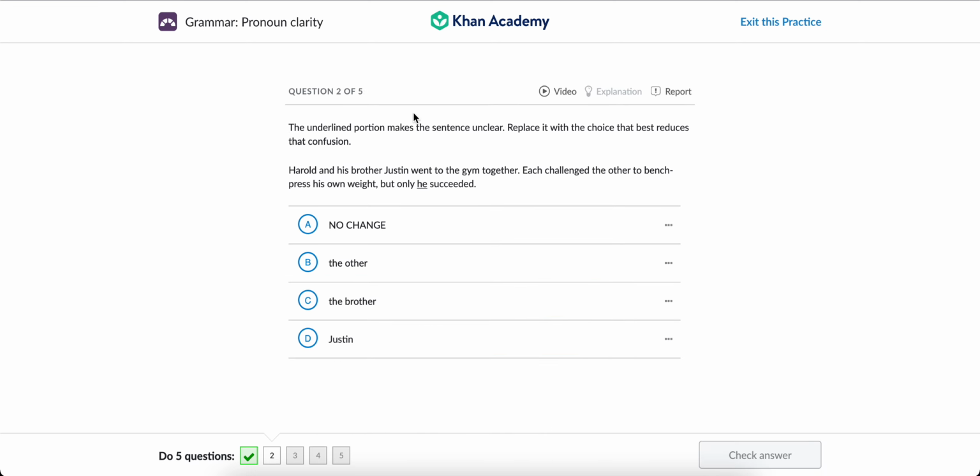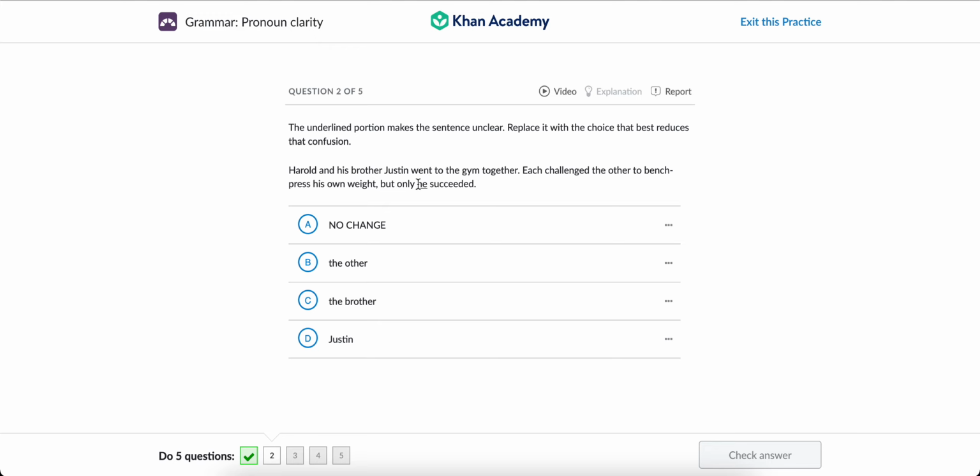On to question 2. The underlined portion makes the sentence unclear, and then change it. Harold and his brother Justin went to the gym together. Each challenged the other to bench press his own weight, but only he succeeded. So who is he? We can replace that with any person. Let's say, but only Harold succeeded, but only Justin succeeded. They both work in this case, so we need to be a little more specific.